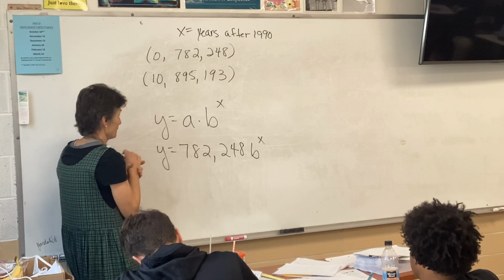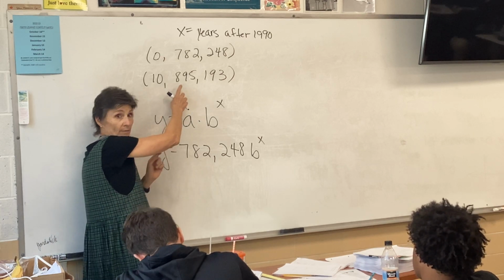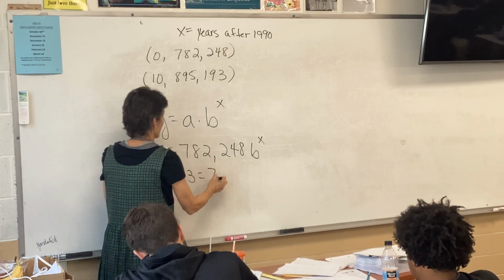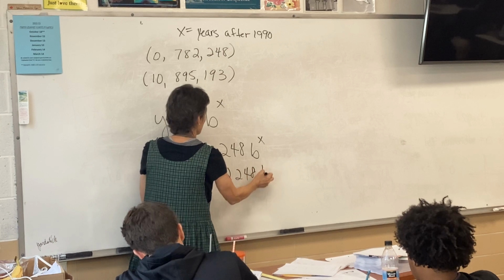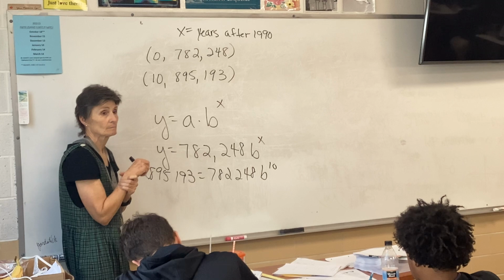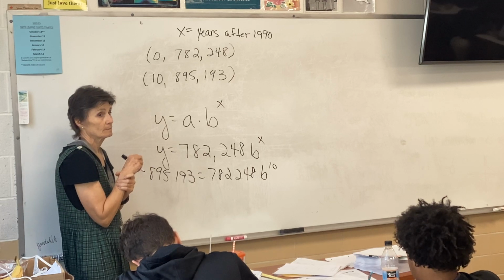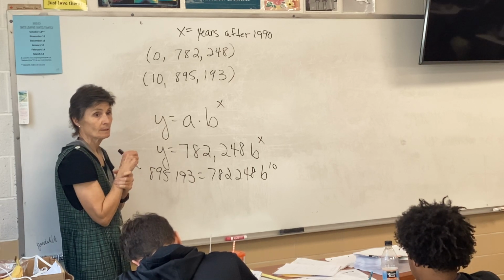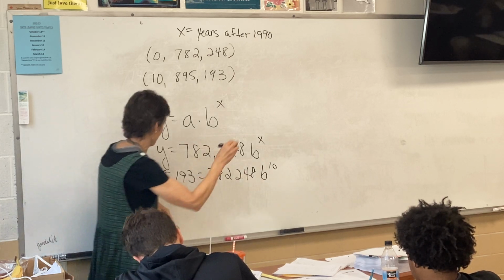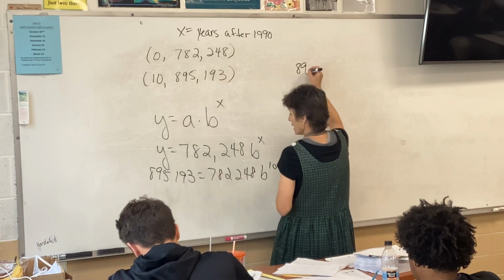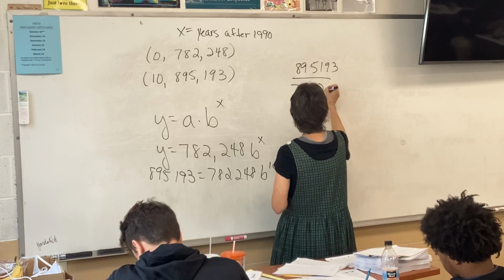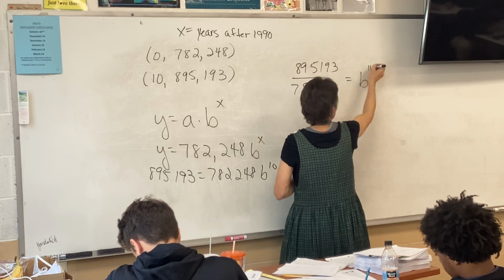Well, plug in a point. Now we gotta plug in the other point, right? So 895,193 equals 782,248 times B to the 10th. Everybody still on board? Now, how do we solve that? I need to figure out what B is. So what do I need to do first? Isolate B. So 895,193 divided by 782,248 equals B to the 10th.